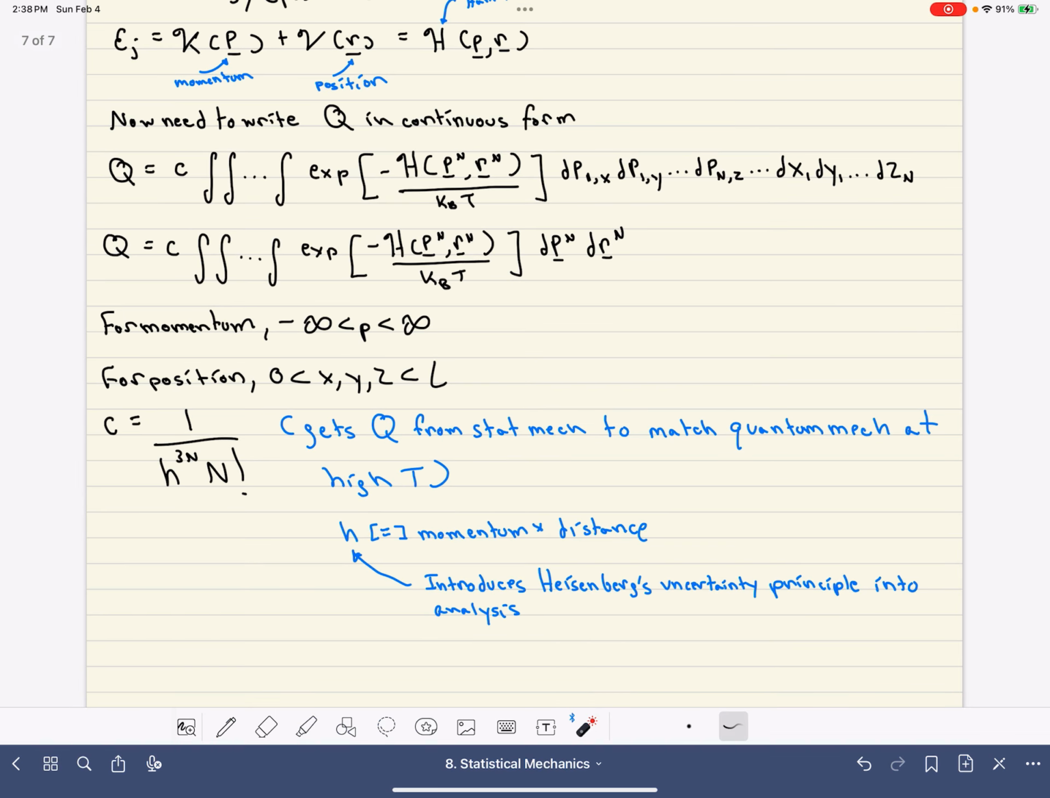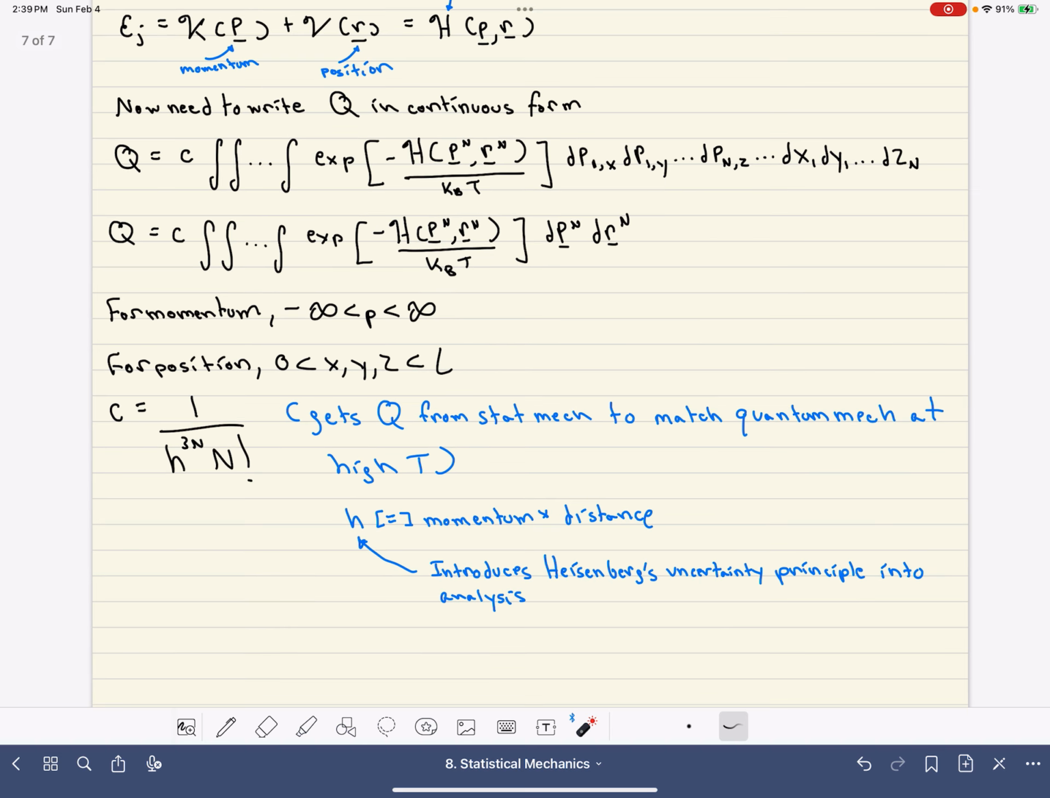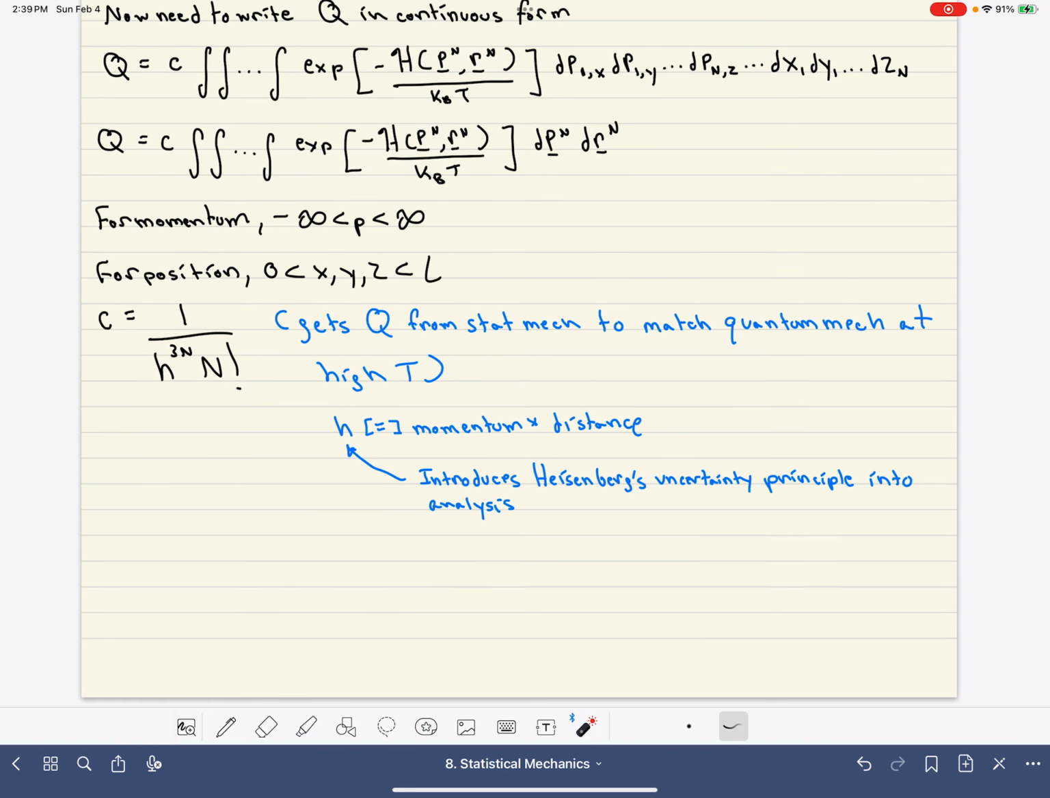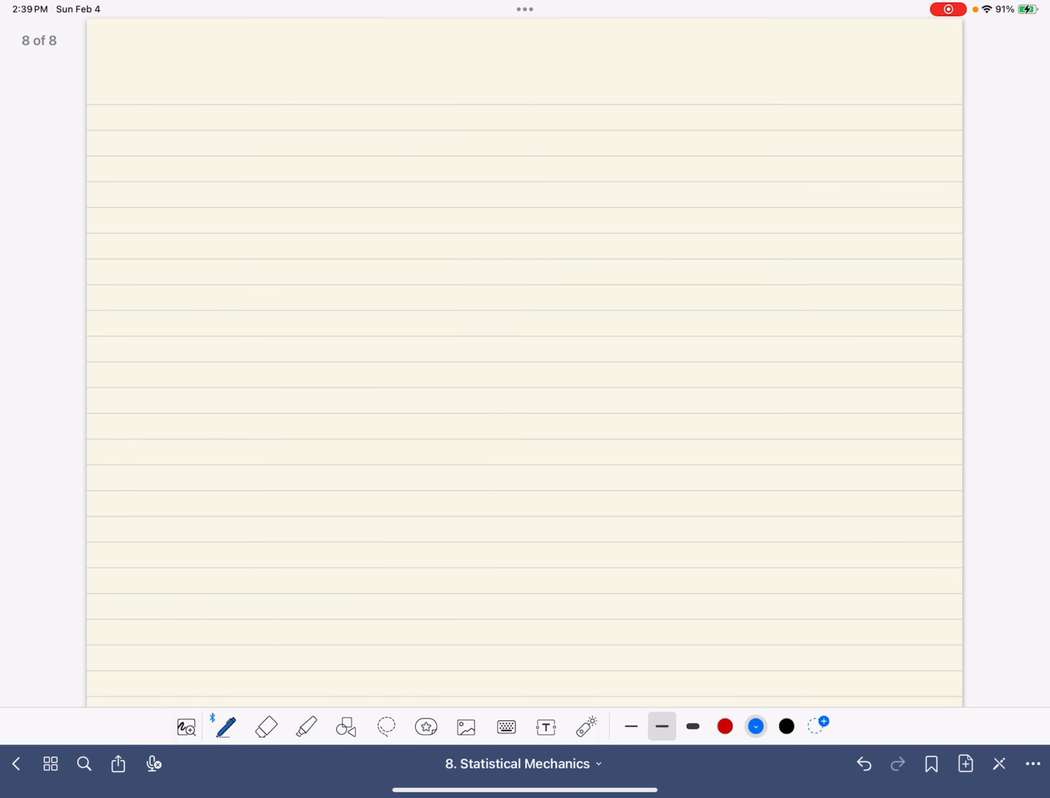So we define the continuous form of the canonical ensemble partition function in terms of momentum and position. Of course, it's still in a somewhat uglier form, and so by making additional assumptions, we could simplify it down. One of the common assumptions that is made is that the momentum and positions are independent of one another.